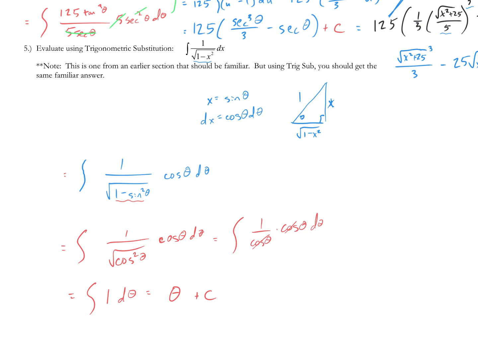Okay, so what does the back substitution look like? Well, I don't need my reference triangle for this one because I already have theta written down right there. If x is the sine of theta, then solving for theta is the inverse sine of x. So when we back substitute, inverse sine x plus our constant c. And hey, we got the same thing that we derived earlier in the semester, which, well, we should because it's the same integral.